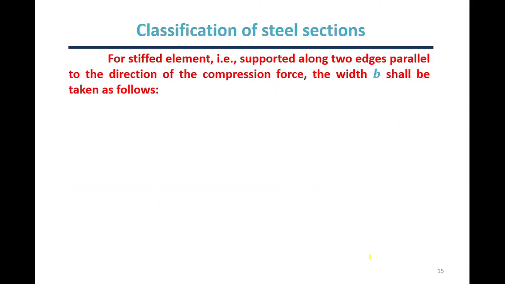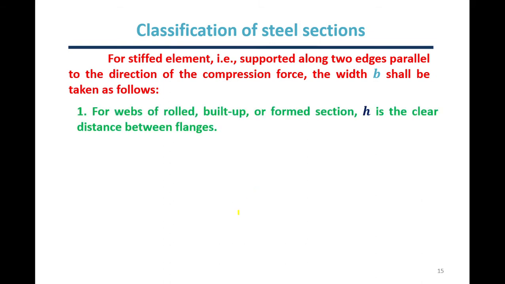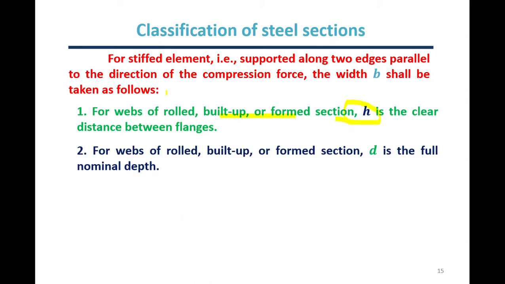For stiffened elements, for example, those supported along the two edges parallel to the direction of the compression force, the width b shall be taken as follows. For the web of rolled, built-up or formed sections, h is the clear distance between flanges. For the web of rolled, built-up or formed sections, d is the full nominal depth.